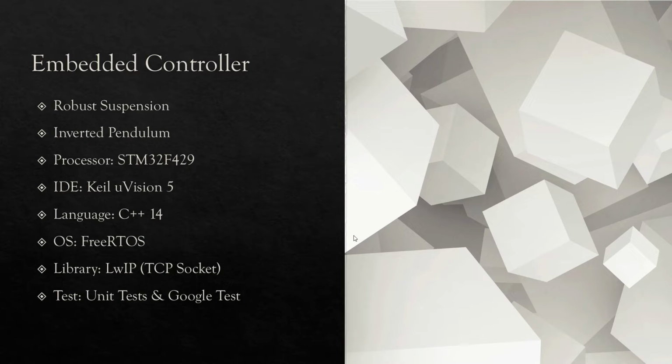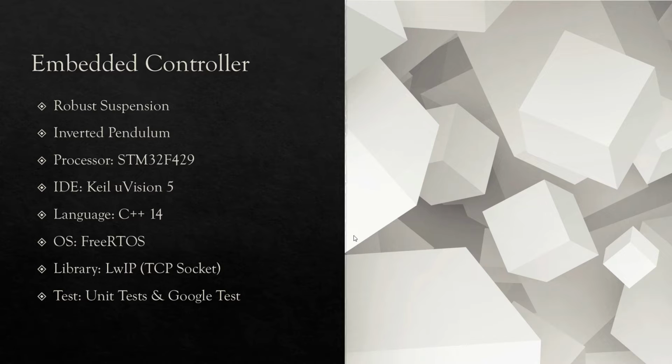This project is about an embedded controller on an ARM Cortex-M processor. It has two applications: robust suspension and an inverted pendulum on a cart. The processor is STM32F4 and I use Keil MicroVision 5 to develop the project.